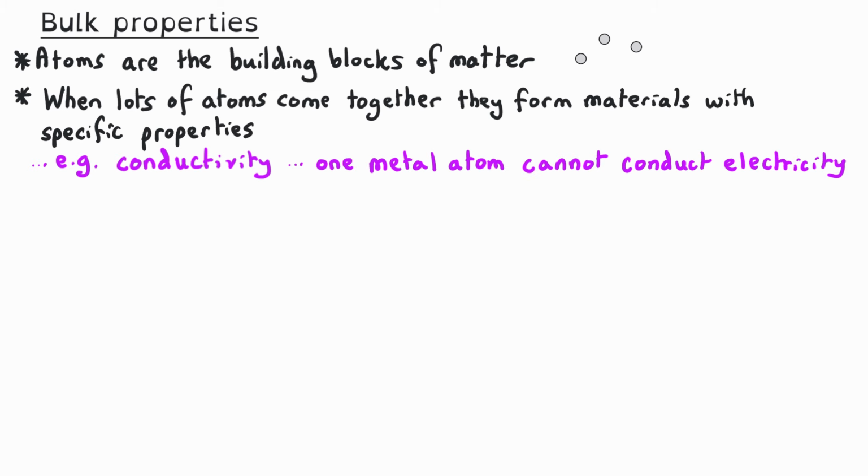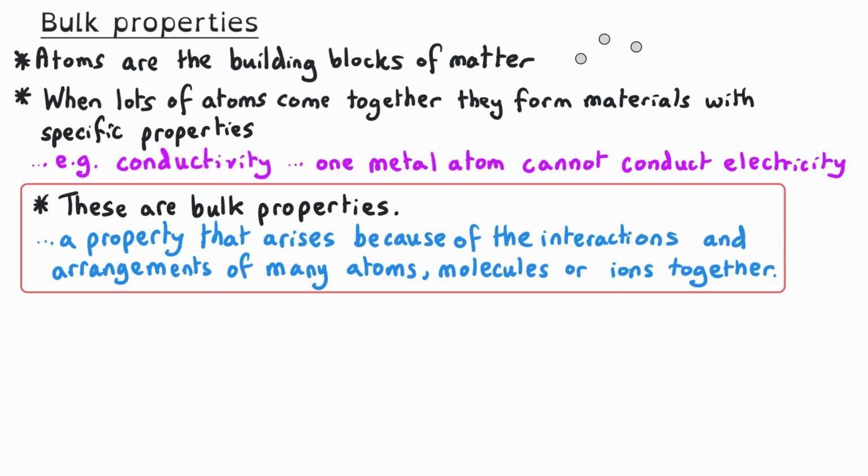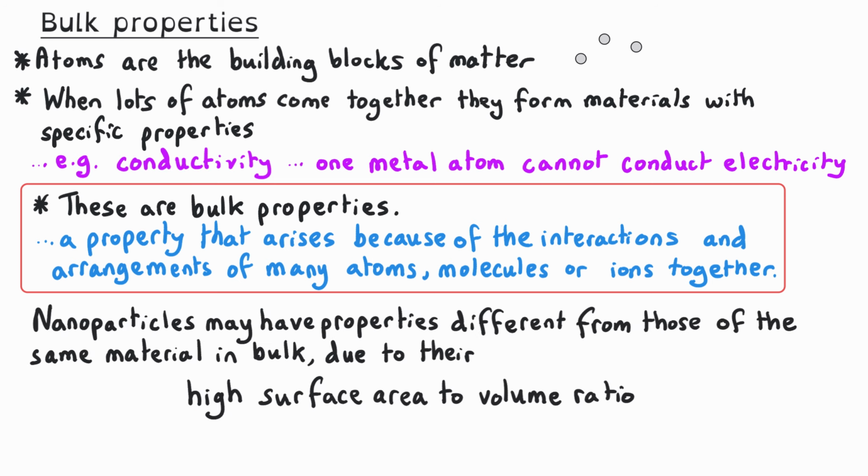One metal atom, one atom of copper for instance, cannot conduct electricity. Conductivity is a bulk property, which means it only arises because of the interactions and arrangements of many atoms or molecules or ions together. And so while individual atoms are crucial, it's their collective behaviour that gives materials their bulk properties.